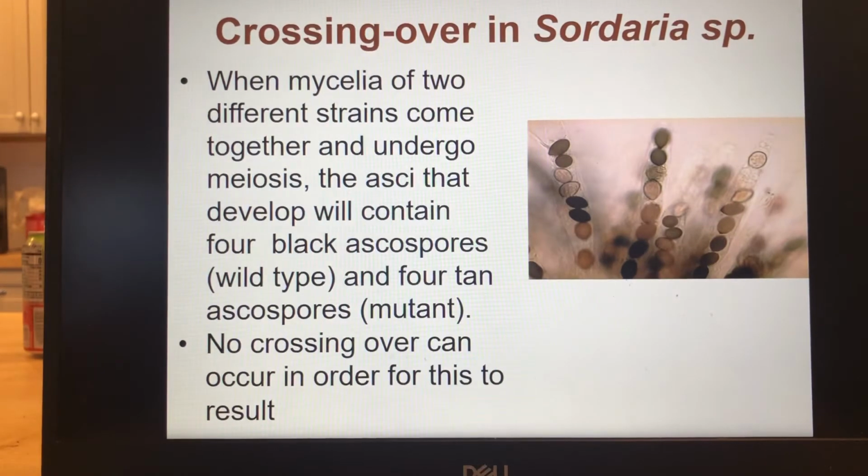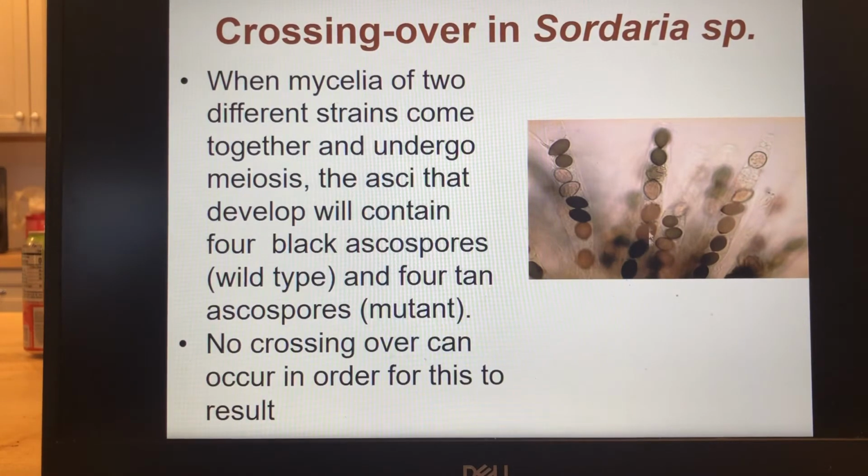Sordaria will cross over when 2 different colors or strains come together, the black and the tan, because crossing over occurs, right? If it didn't occur, we're going to show you what it would look like. And sometimes it doesn't. And if it does occur, you can see the direct evidence in how these spores are aligned. So this is 1, 2, 3, 4, 5, 6, 7, 8. So this is one ascus right here. And these would be considered black in color. Then you have 2 tans, 2 blacks, 2 tans.